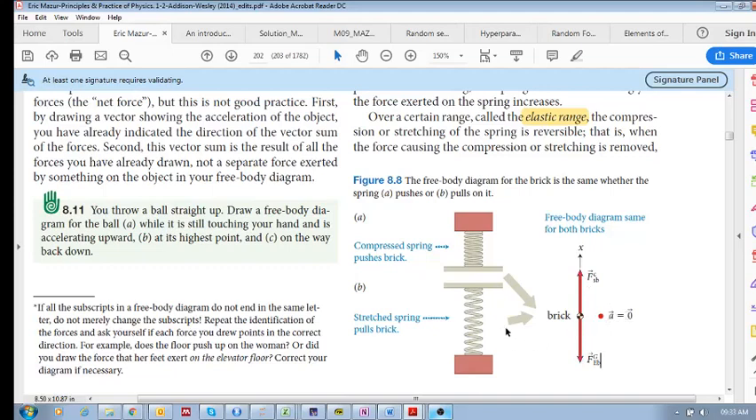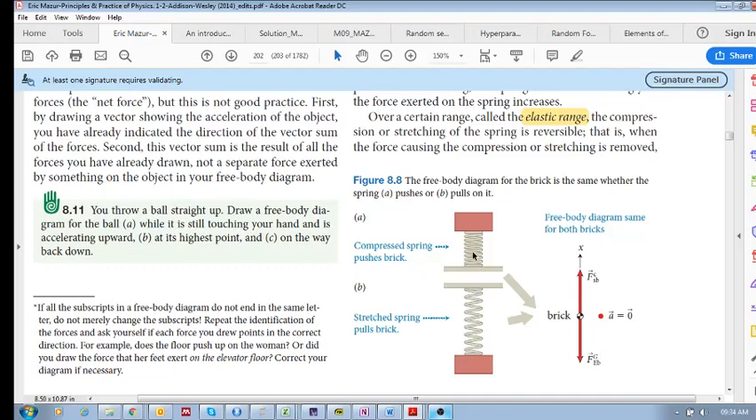Acceleration is 0. In the same way, if we have a spring and we attach the spring to the roof, the ceiling, and we again attach the brick there, this is again in equilibrium. We have exactly the same free body diagram. We have gravitational force pulling the brick down, and we have the spring pulling the brick up. Again, the spring is acting as a support force.